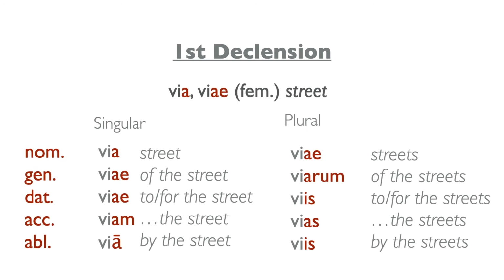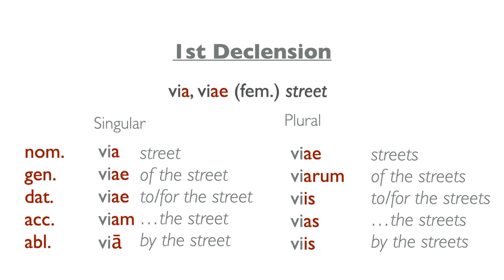Okay, so now that we've taken a look at our cases, let's see how they interact in a declension. So I pulled up here the first declension, which we tend to look at as the feminine declension, but there are some exceptions. For example, poeta, poetae, poet, and agricola, agricolae, nauta, nautae. These have feminine endings or first declension endings, but they are seen as masculine nouns.